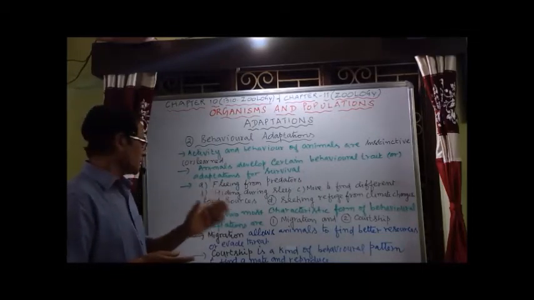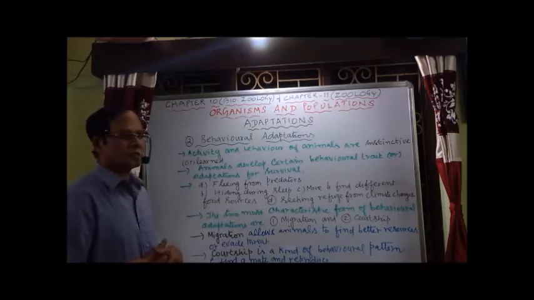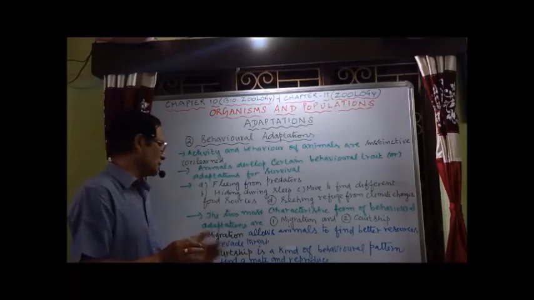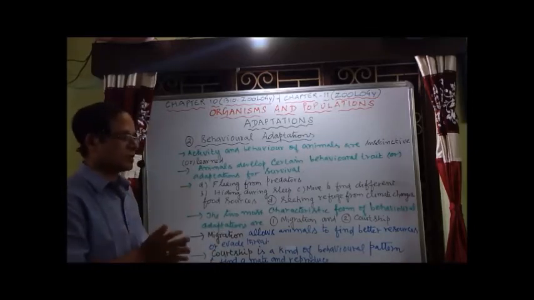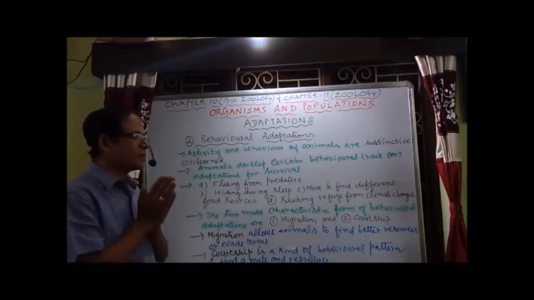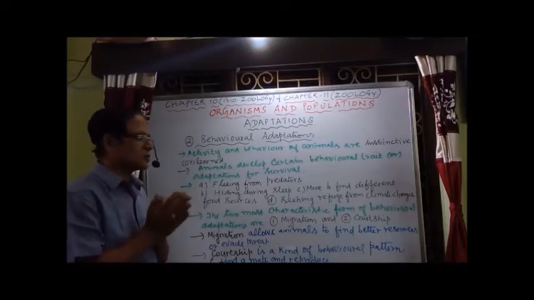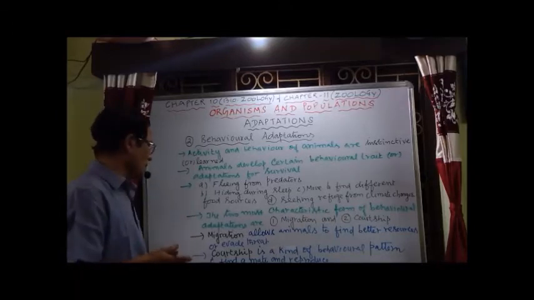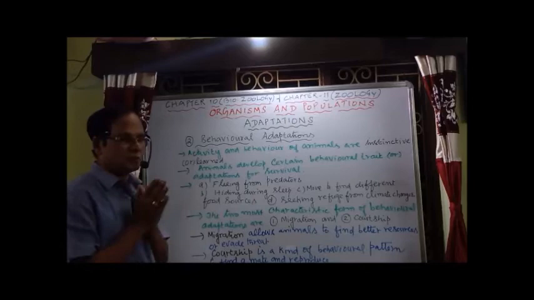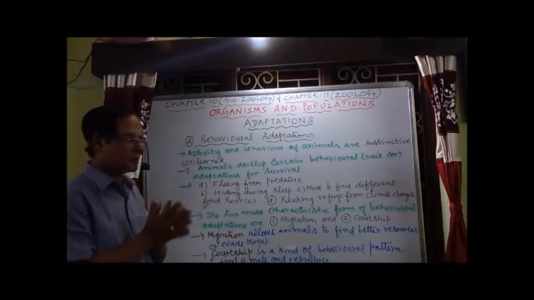To find better resources or to evade threat by predators, to escape from the animals. That is actually called migration. What is the importance of migration? It allows animals to find better resources, the food resources, or evade threat. Threat means predators, escaping from the threat.